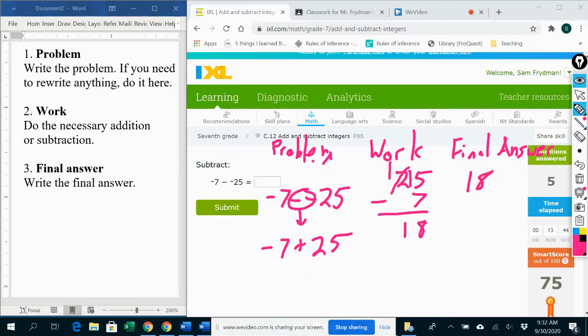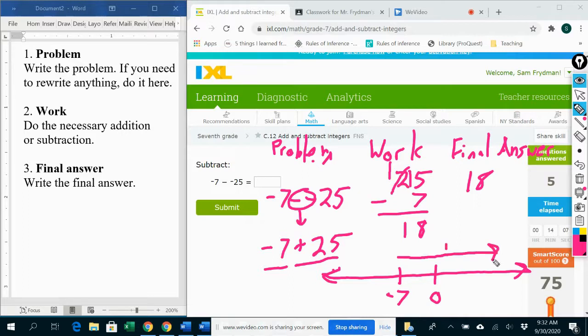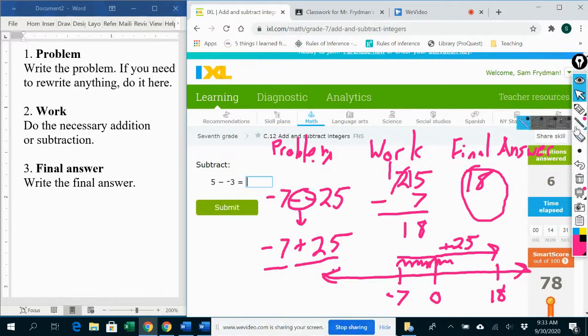And again, it makes sense. I'm not requiring you to draw a number line as you do these problems, but it makes sense if you think about a number line, because if I start at negative 7, and then if I'm adding 25, I move to the right 25 spaces, then I would certainly go past 0, and I would be in this positive territory over here. Okay, and where exactly would I end up? You could count it yourself, 1, 2, 3, 4, 5, 6, 7, 8, 9, 10, but you would end up at positive 18. Okay, so this final answer should make sense to you. So I'll put it in here. Submit.